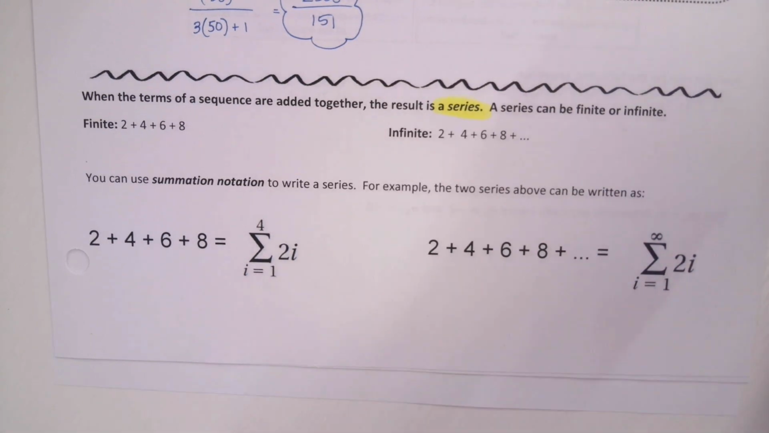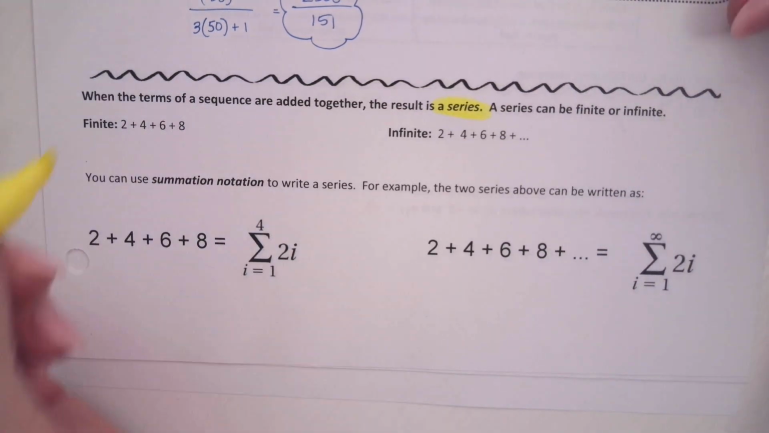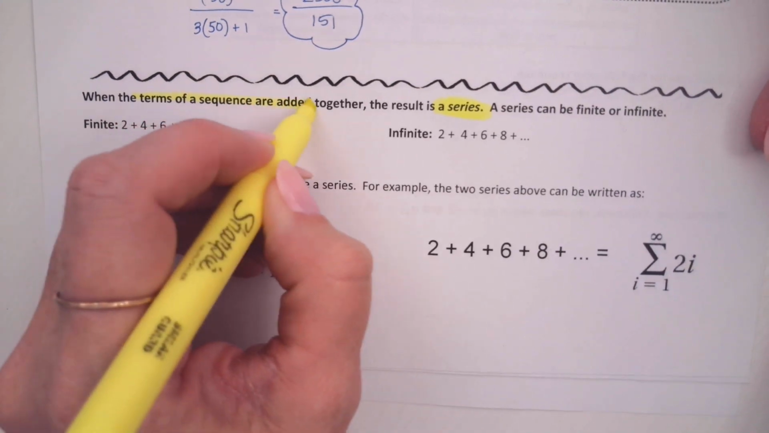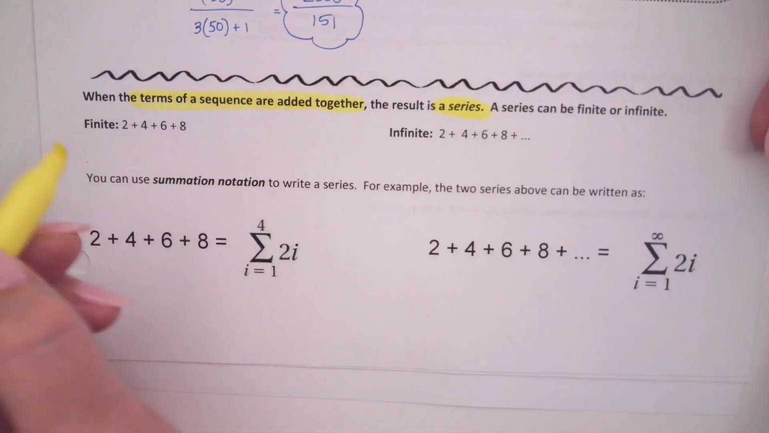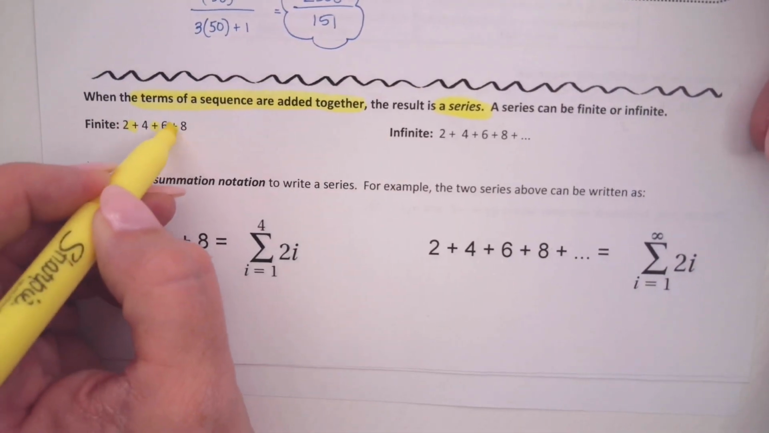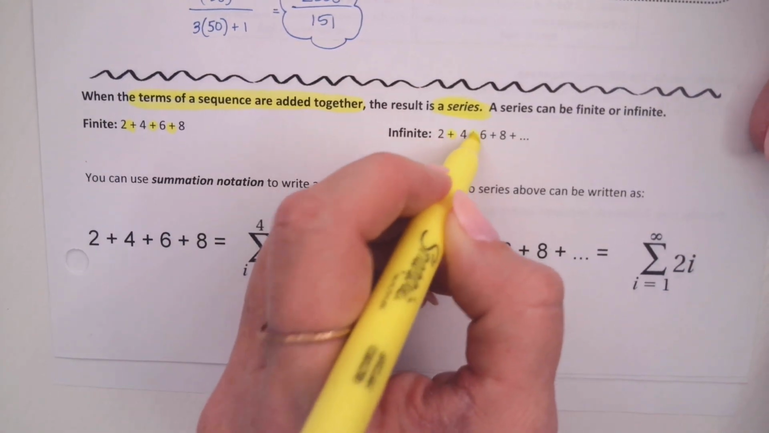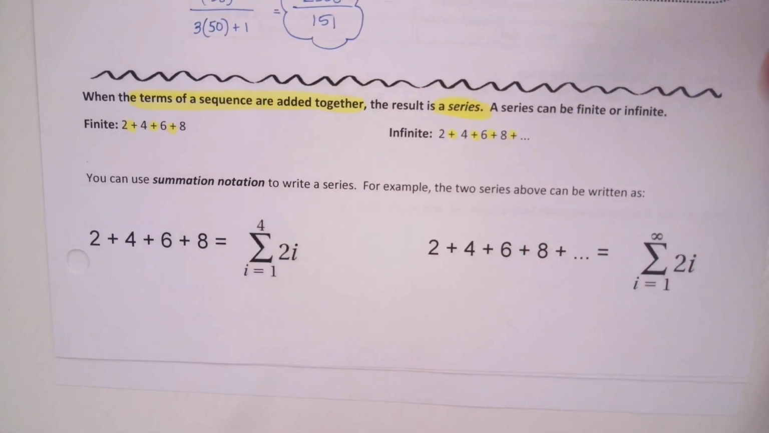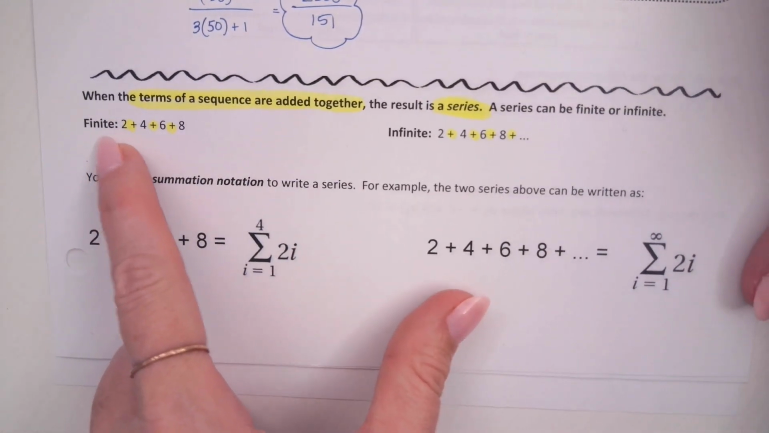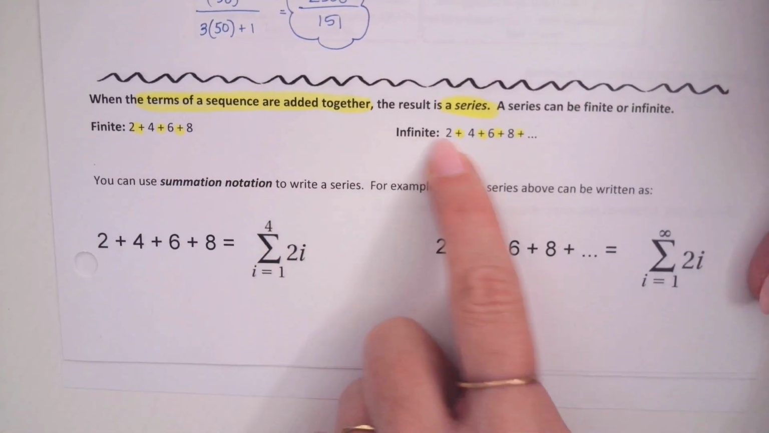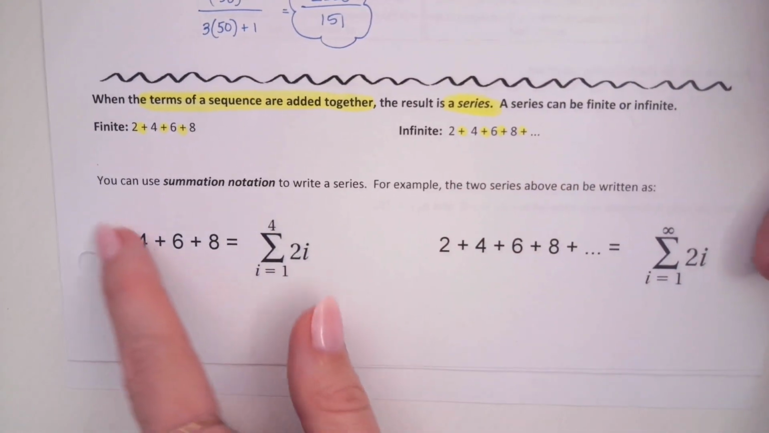A series is basically a sequence, but instead of having a comma in between the terms, what does it have instead? A plus sign, right. A series is basically when the terms of a sequence are added together. You can see all those plus signs in between. Again, series, just like sequences, can be finite, so they can have a stopping point, or they can be infinite and not have a stopping point.